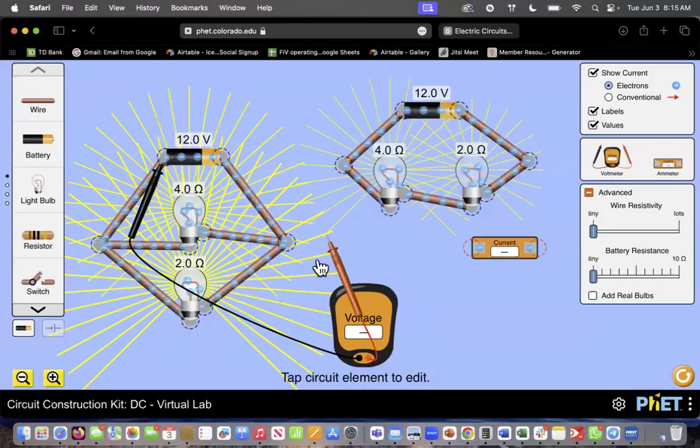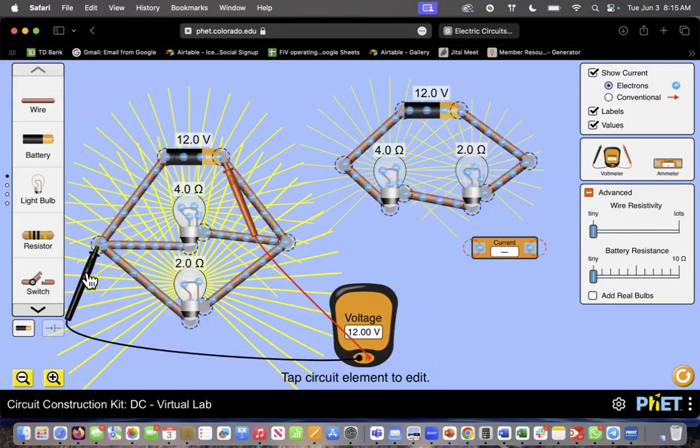So I'm going to use our voltmeter, and this is measuring the potential difference between two places in our circuit. Okay, and that's 12 volts. That means that the red side here has a higher electric potential than the black side by an amount of 12 volts.